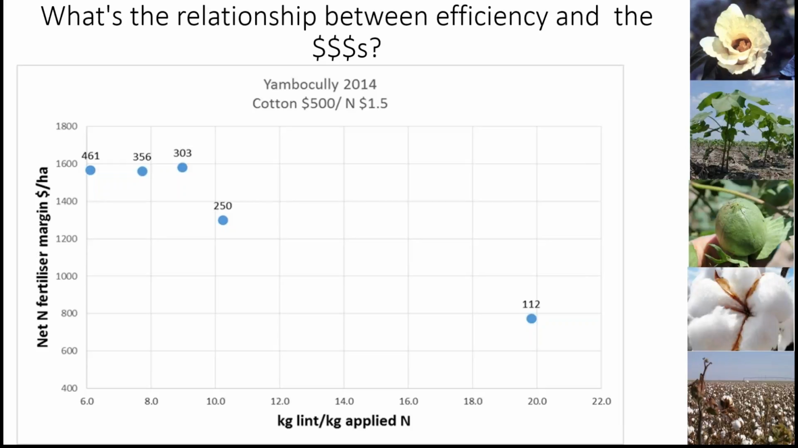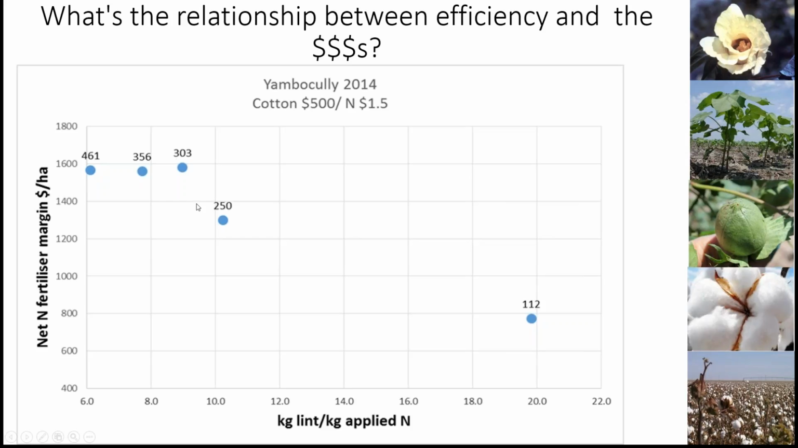Just looking at the relationship between efficiency and dollars, and why people probably haven't focused too much on efficiency before. This is an example from a strip from Nigel Corish at Yumbacully from last year, and it's probably pretty typical of what happens on a large-scale farm. Remembering that a lot of the efficiency information that we have has probably been done on research stations to set what the ultimate level that we can achieve.